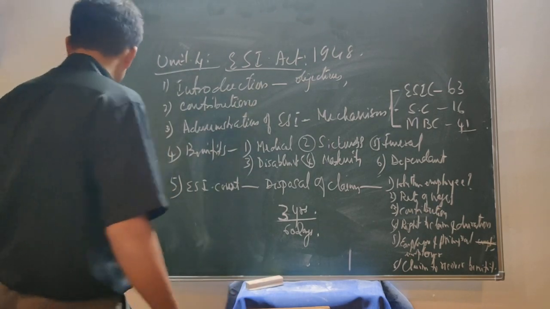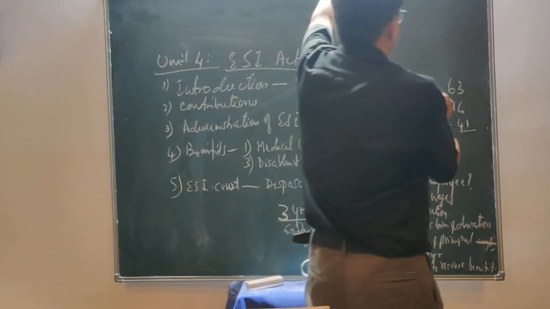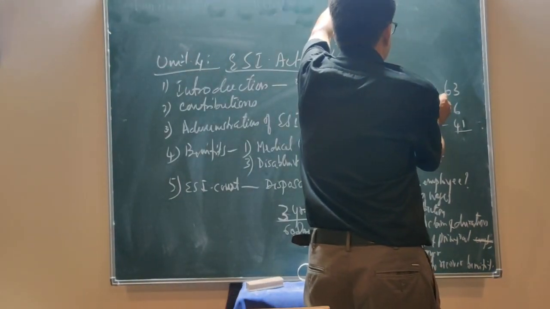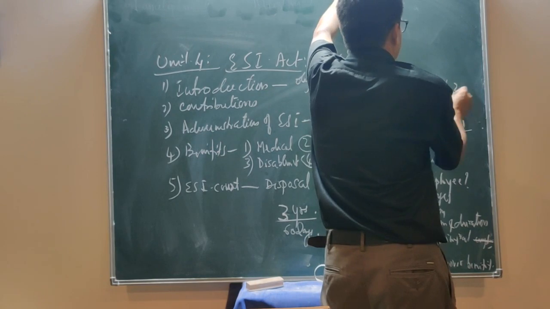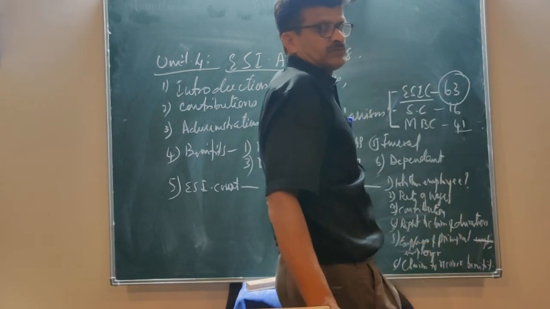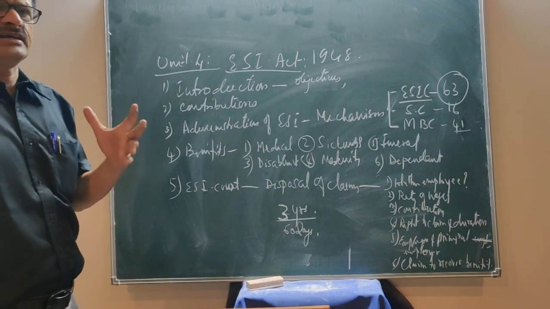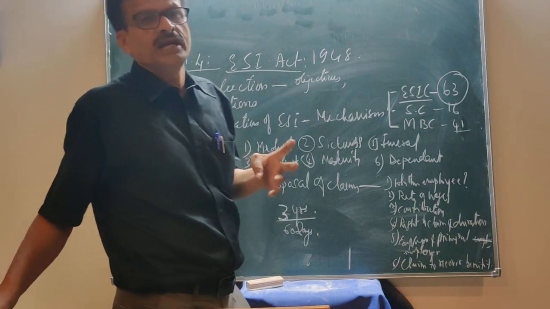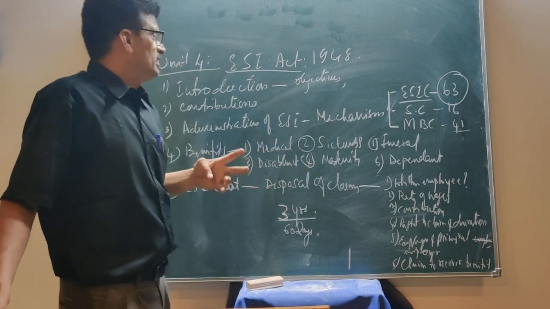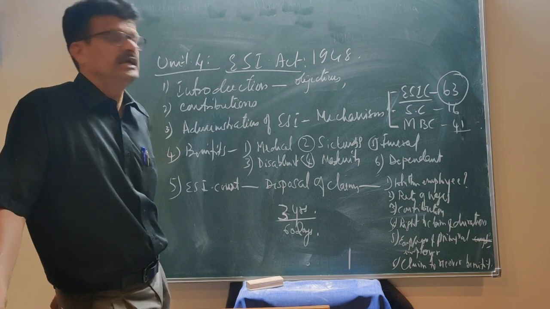But here, what we require to know is the composition of the Employees State Insurance Corporation. Under the 1948 Act, it has in all 63 members. You calculate how 63 comes. How are ESI provisions administered? You have to write the objectives of ESI in brief and then go to the contributions. All this introduction you have given, then you straight away move to the administration.